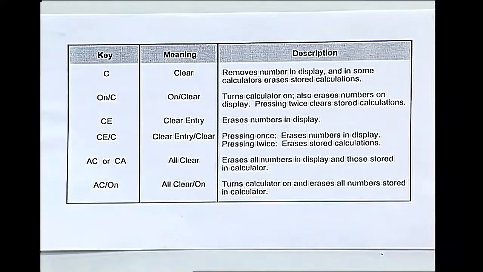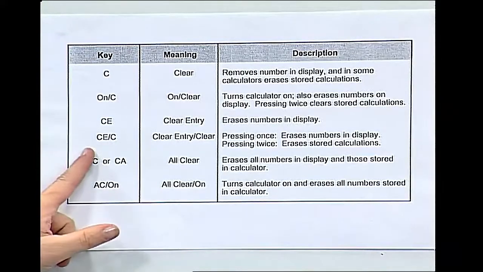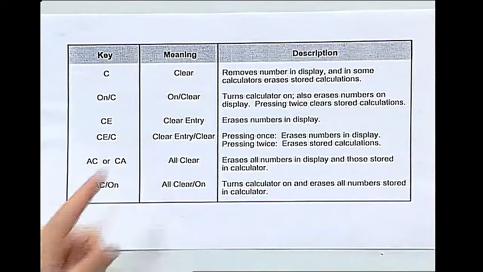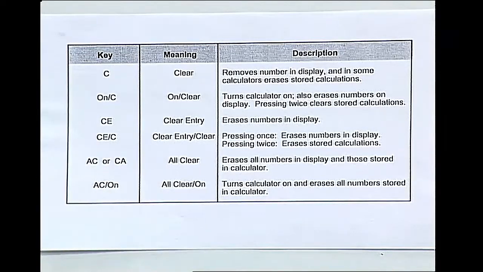CE/C means this calculator button does double duty. It will do a clear entry or it will do a total clear. If you press the button once, it will clear your last entry. If you press it twice, it will clear everything stored in your calculator.